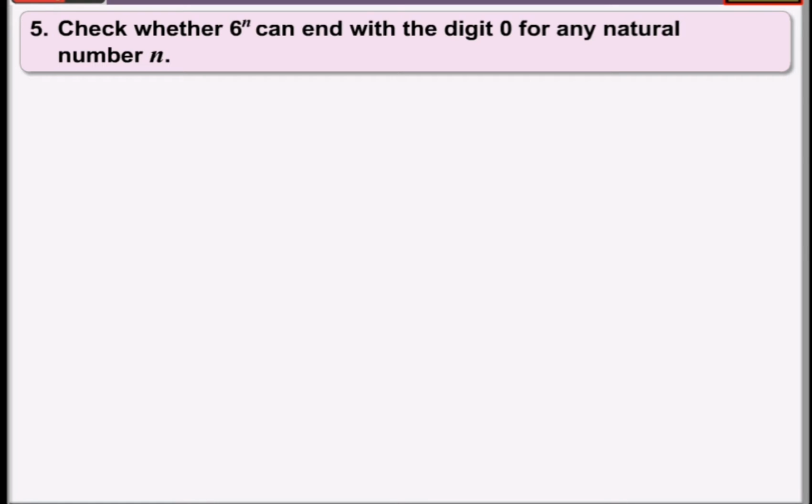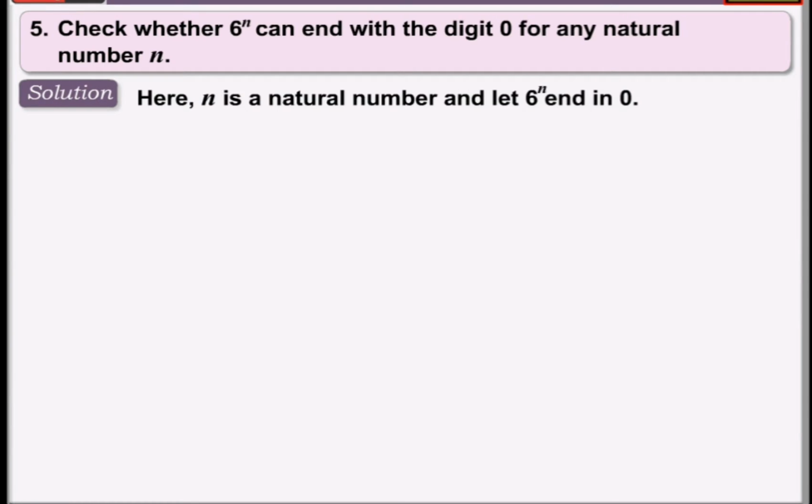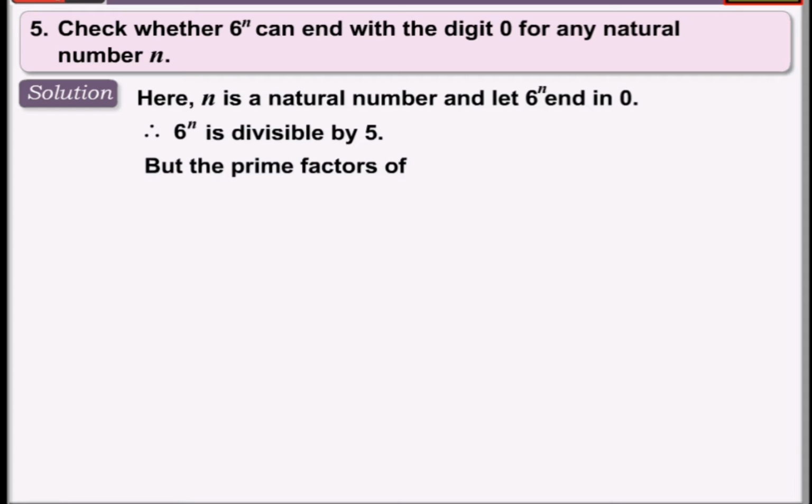Check whether 6 raised to power n can end with the digit 0 for any natural number n. Solution. Here n is a natural number and let 6 raised to power n end in 0. Therefore, 6 raised to power n is divisible by 5. But the prime factors of 6 are 2 and 3. So 6 raised to power n would be 2 into 3 whole raised to power n.